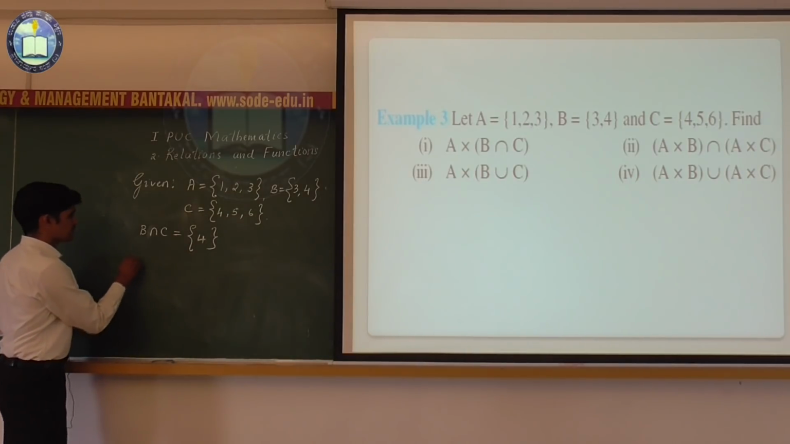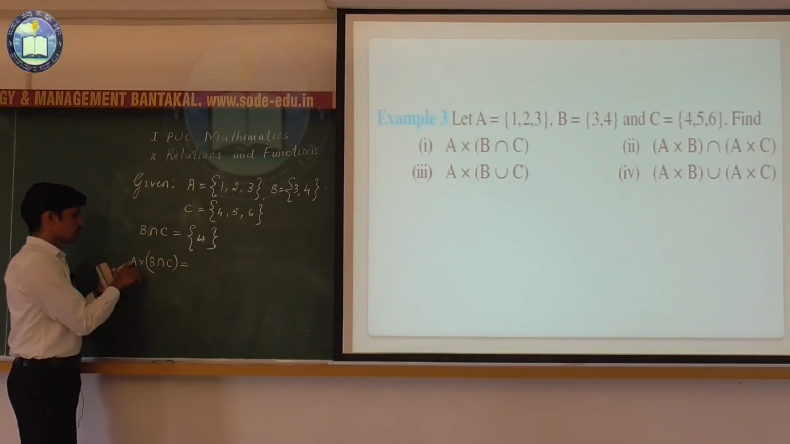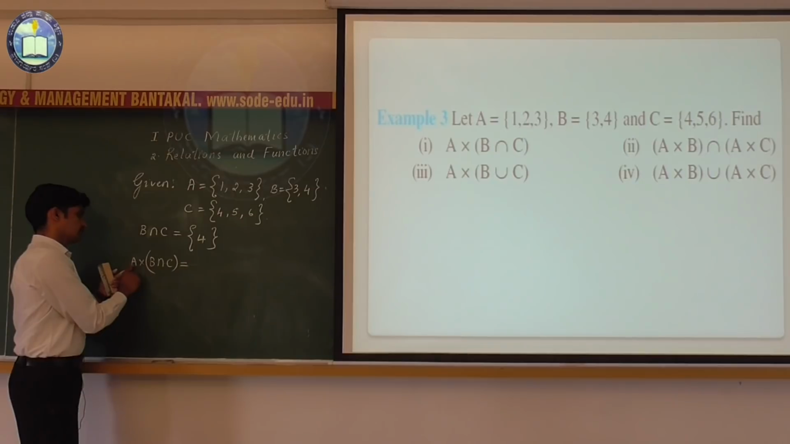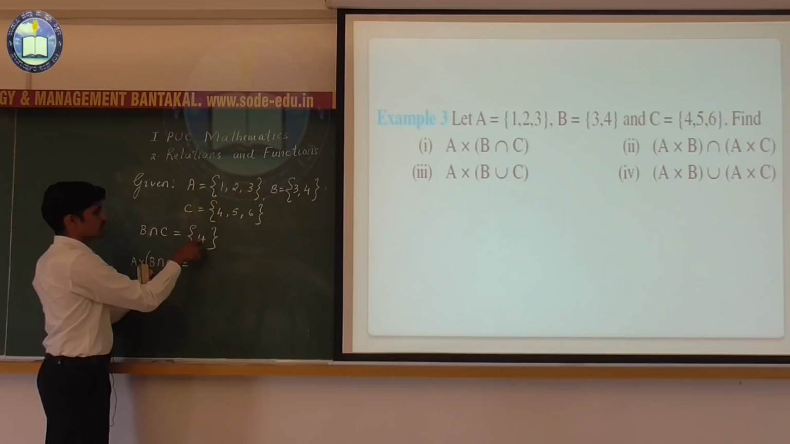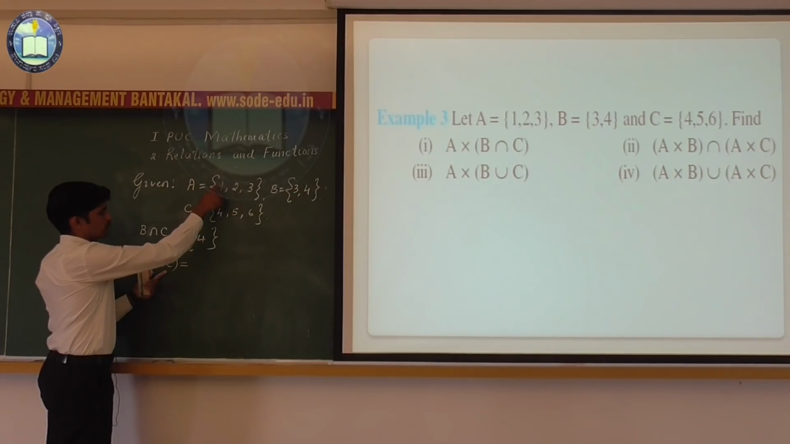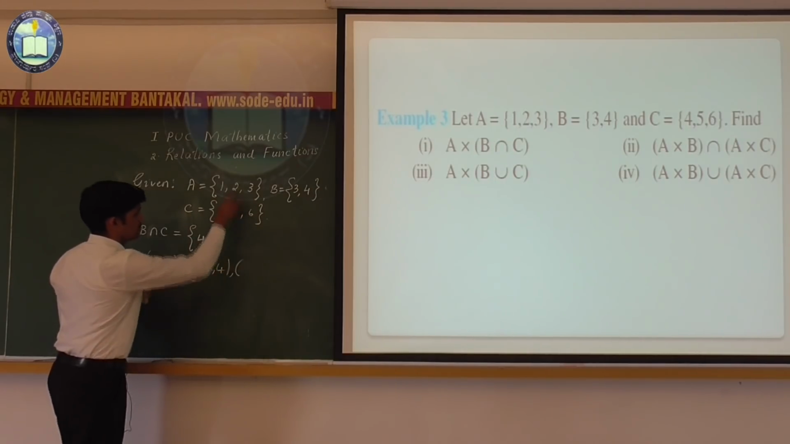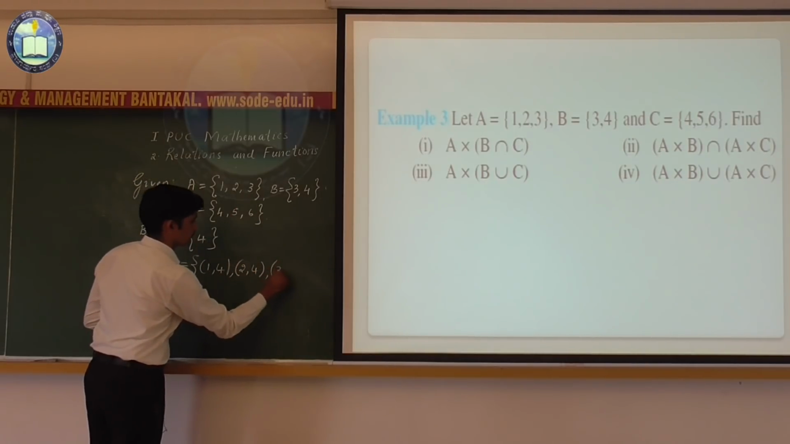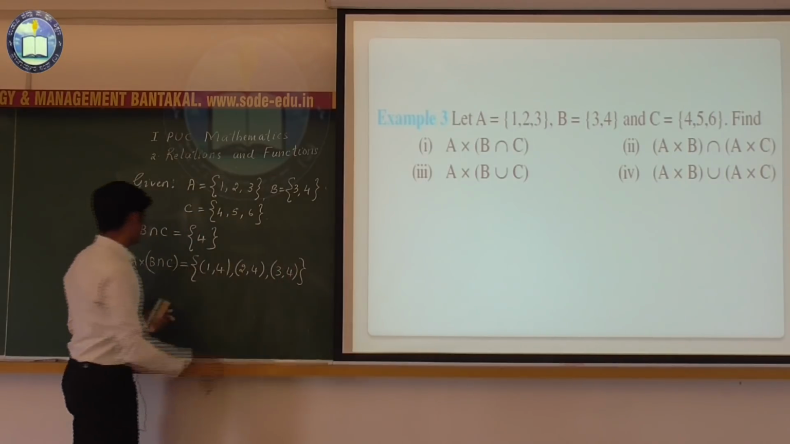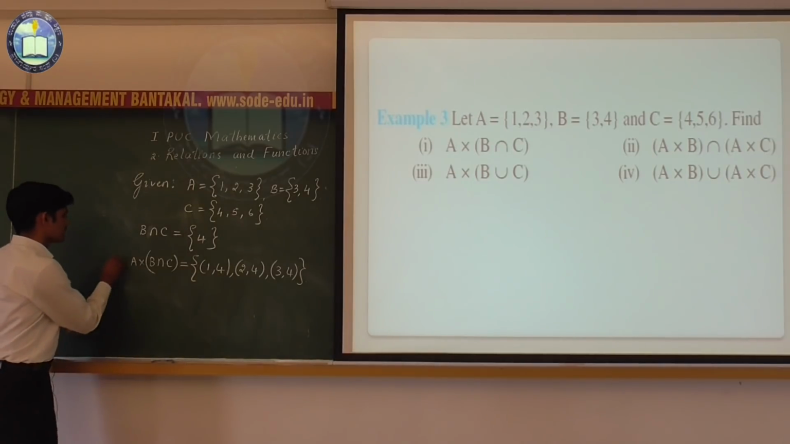Then A cross (B intersection C) is the Cartesian product of set A and set B intersection C. Set A is here, B intersection C is here. So the Cartesian product A cross (B intersection C) is equal to (1,4), (2,4), and (3,4). This is A cross (B intersection C). That is the first one.